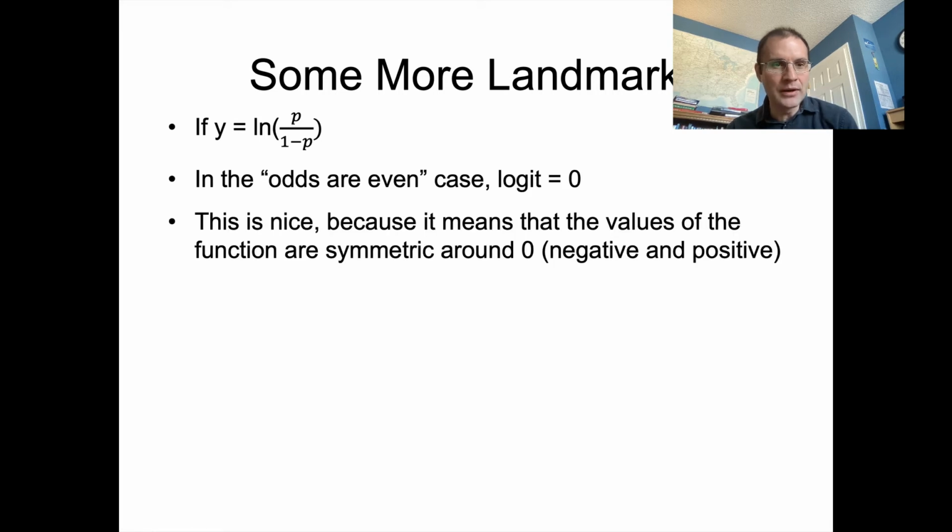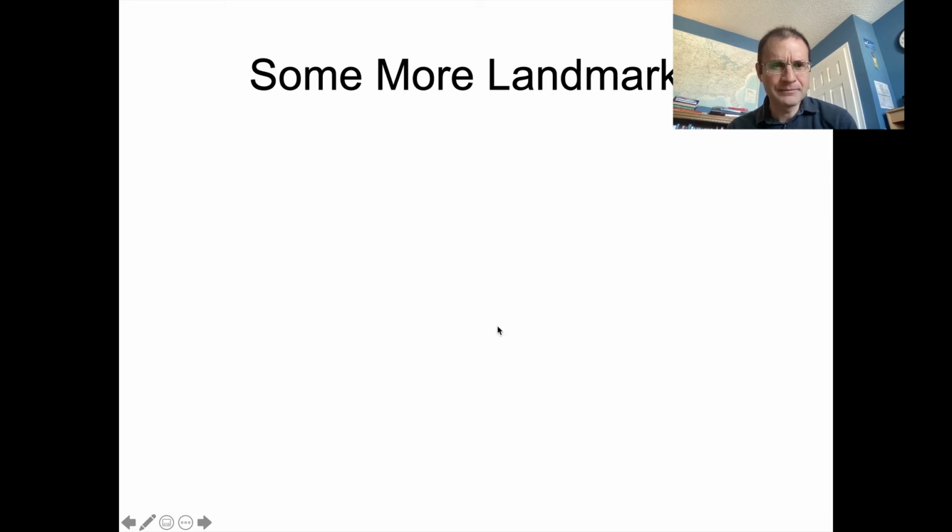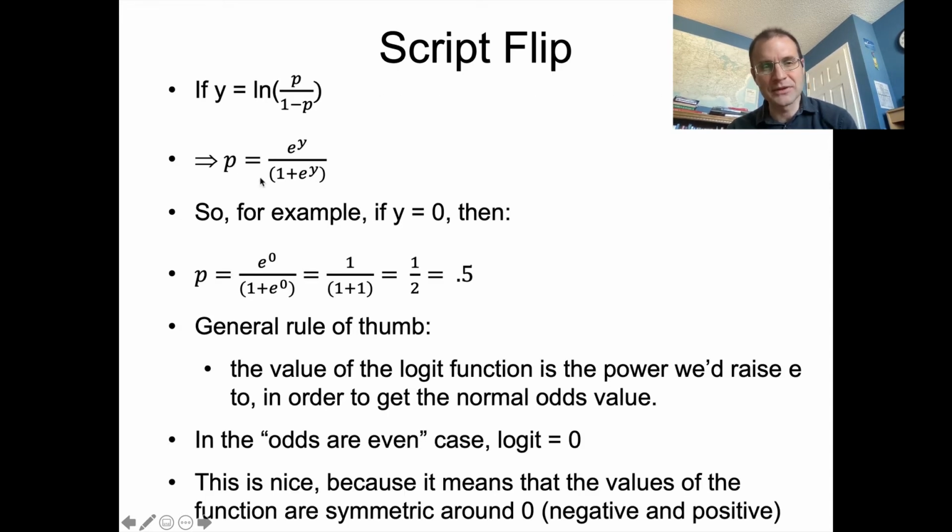We talked about that one. Another reference point is when, say, the value is 1 or negative 1. If you think about it in terms of this equation, let's say our logit value y is equal to 1, then we get p equals e to the first power divided by 1 plus e to the first power. We said e is about 2.7, so e to the 1 power is just e. So we get 2.7 divided by 1 plus 2.7, so it's basically 2.7 divided by 3.7. It's about 3/4, more or less.